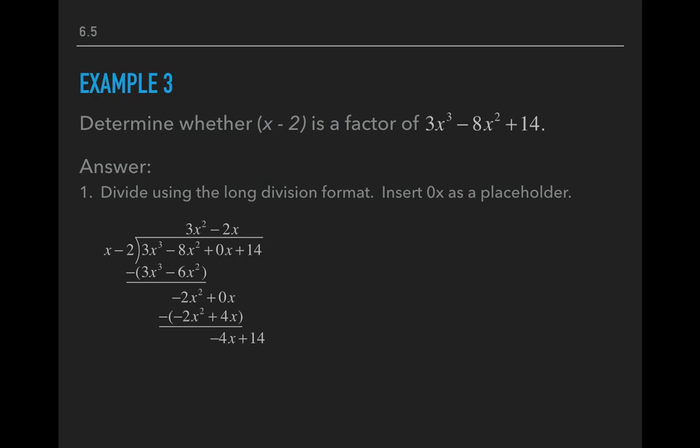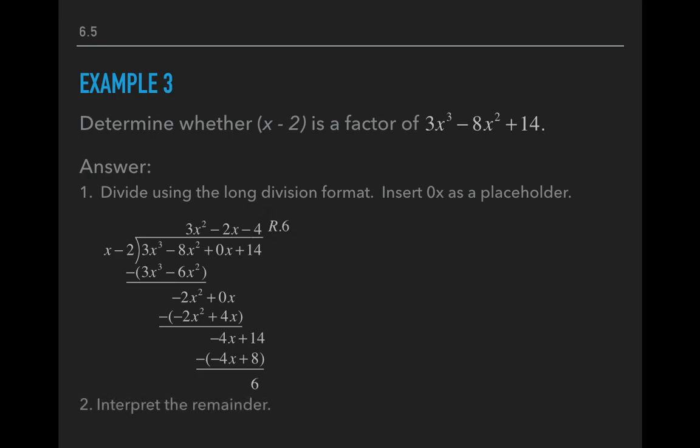Now, what would you have to multiply x by to get -4x? Well, that's just a -4. Multiply -4 times your whole divisor. That's -4x, and then a +8. Your linear terms, those 4's, they cancel out. 14 minus 8 is 6. Okay, so we have a remainder.